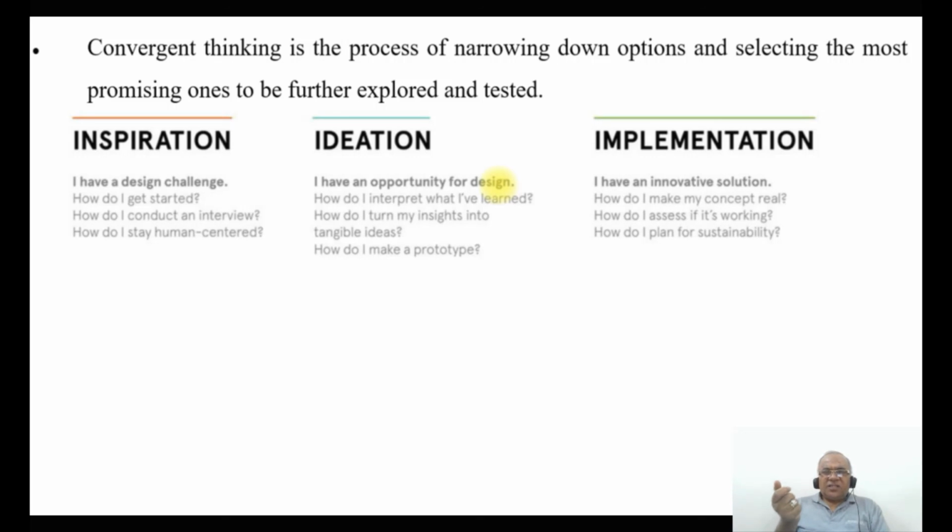That means whatever feedback I have got from the people, how can I interpret that? How do I turn my insights into tangible ideas? Whatever I have within me can generate ideas. Once I get the ideas, how do I implement them by making a prototype of the model? Once the prototype is done, comes implementation.